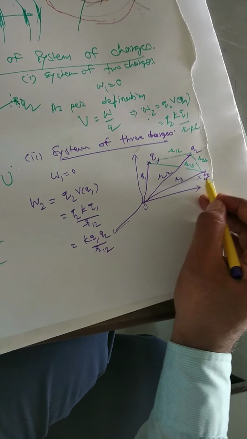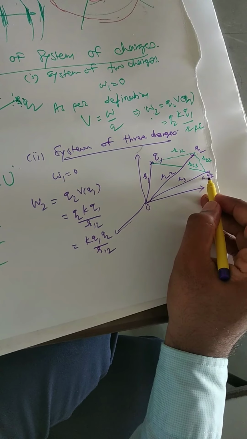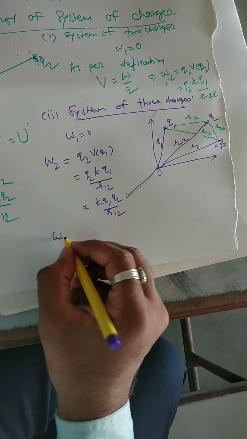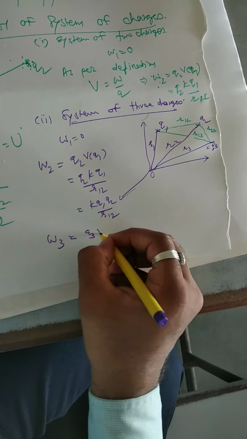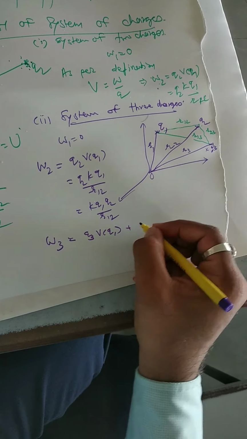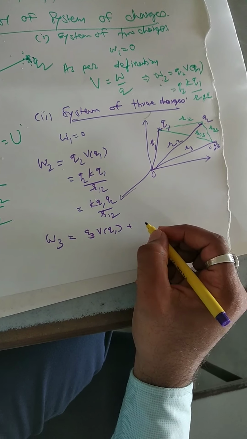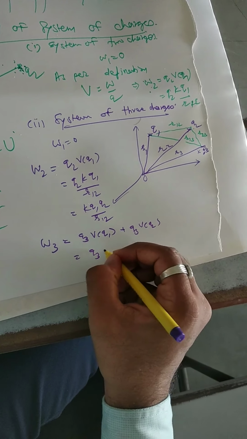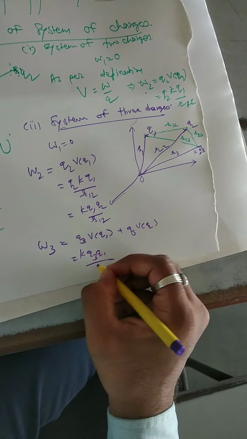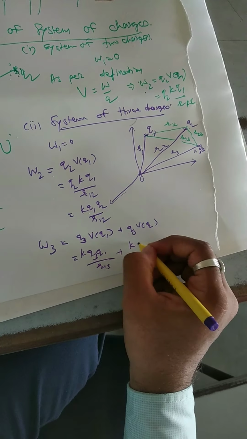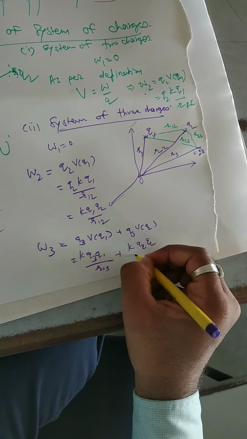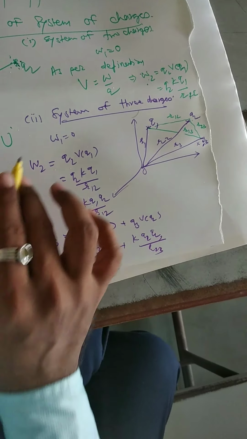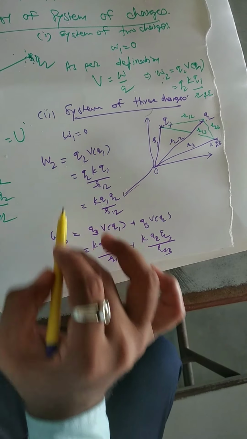Now to bring the third charge q3 from infinity to this given point, work is done on this charge q3 because of charges q1 and q2. So W3 is equal to q3 times the electrostatic potential of q1 plus q3 times the electrostatic potential of q2. That equation will be k q1 q3 upon r13 plus k q2 q3 upon r23. So this is the equation of work done W1, W2 and W3.